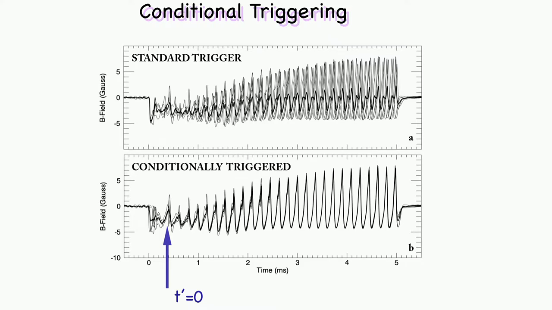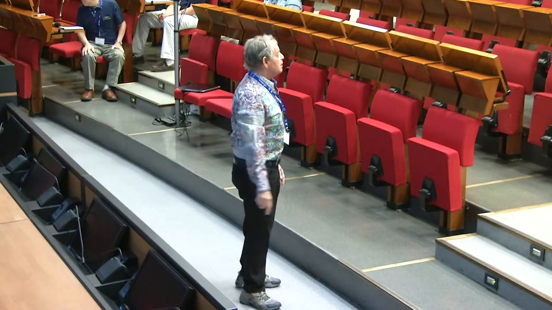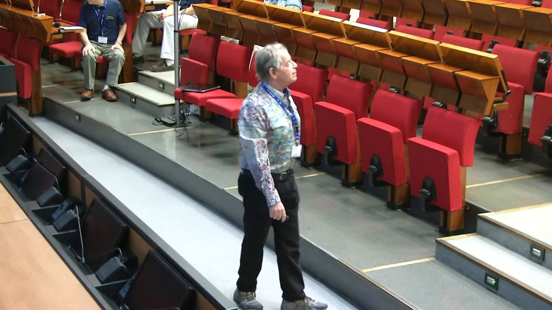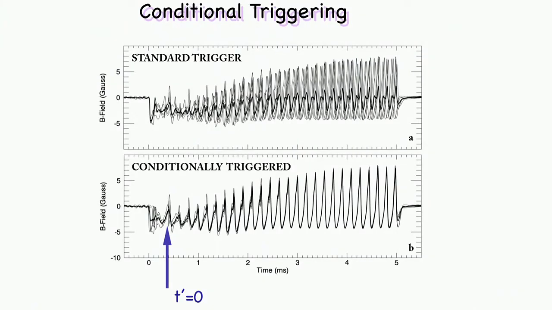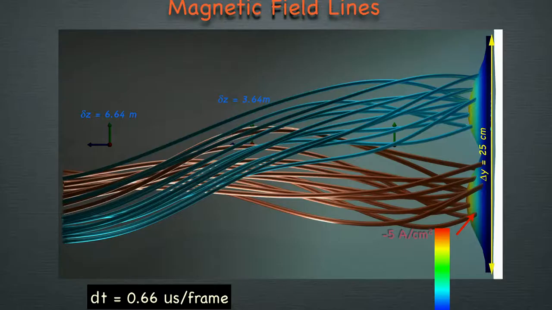When the thing starts kinking, you get a sinusoidal signal in the magnetic field. So we use T equals zero, not at the time when we turn on the ropes, but at the time when the ropes start moving. When you do that, you can do a beautiful average. So this is the average over the same number of shots.